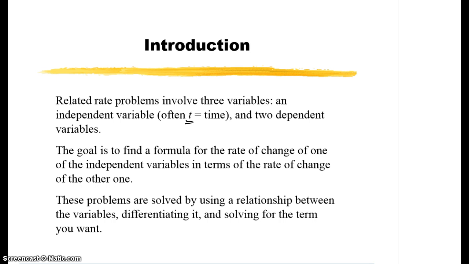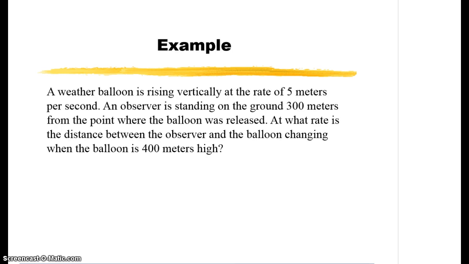So these problems, since we have rates of change, are solved by using a relationship between the variables, then differentiating that relationship and solving for the term that we're looking for. So the best way to do this is to look at a few examples here.